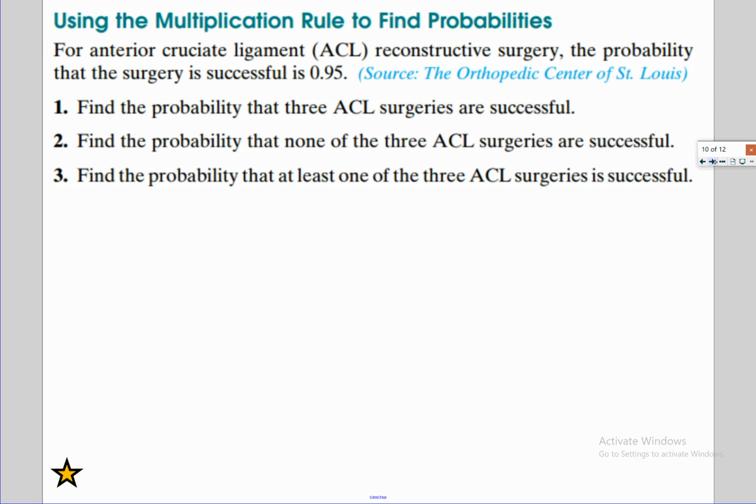Okay. The probability that the surgery is successful is a 0.95. So if the probability that the surgery is successful is a 0.95, what's the probability that the surgery is not successful? The complement? 0.05. Okay, so you really have 2 probabilities in this set of information. All right, see if you can do those 3. Go ahead. I'll give you a minute.